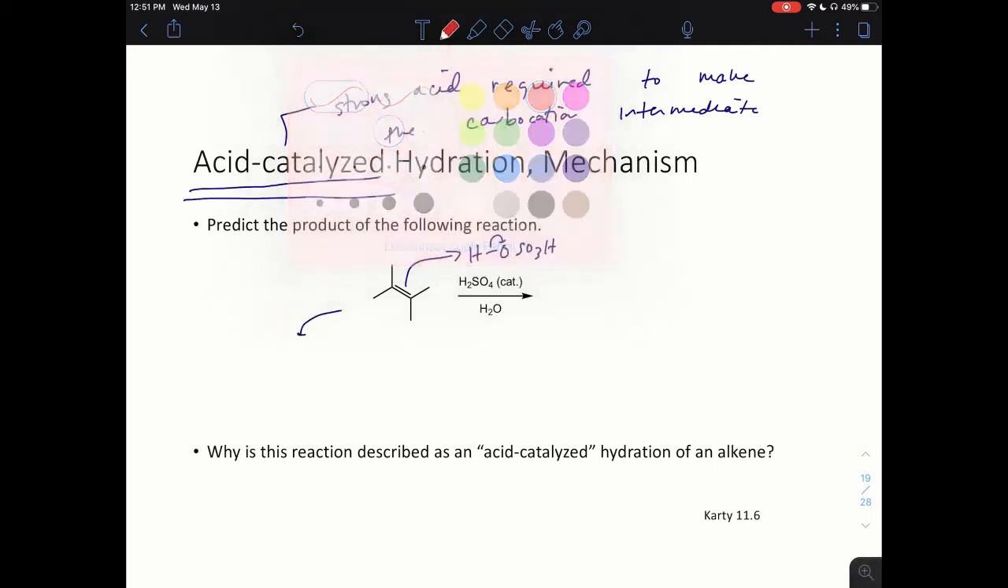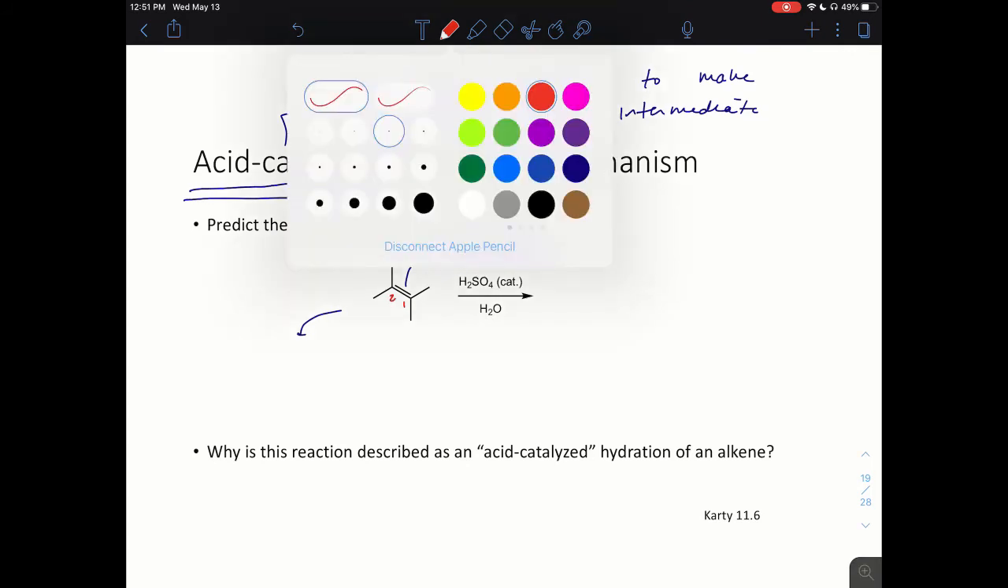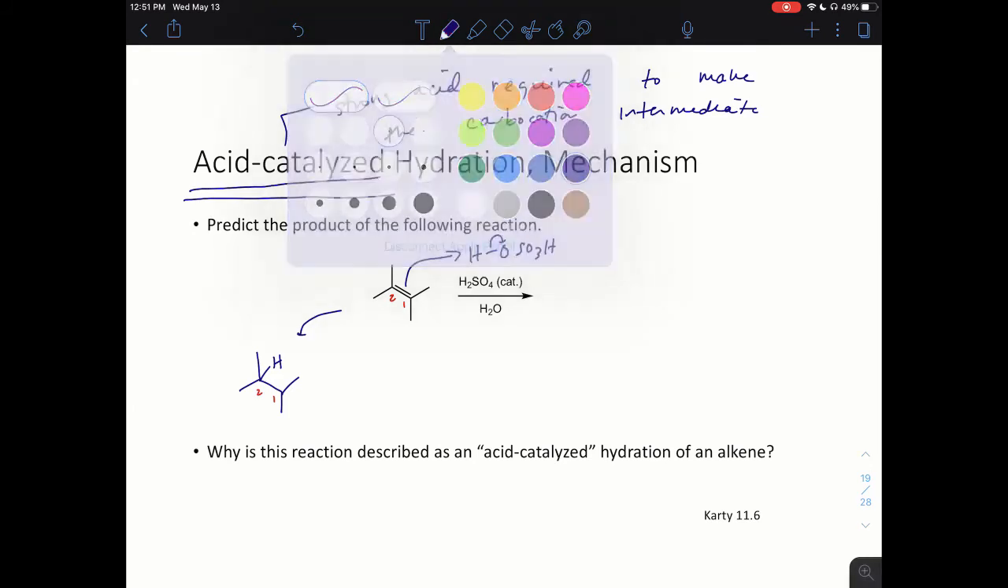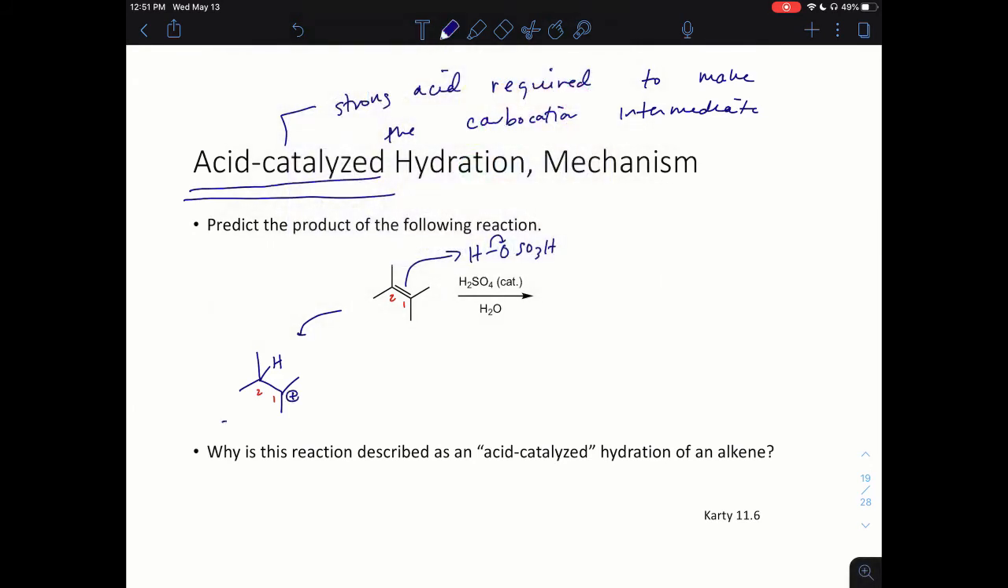This time, both carbons of the alkene are exactly the same, so we can protonate either of them. I will choose to protonate carbon 1, carbon 2. Why not? Doesn't matter. They're the same. That generates a tertiary carbocation. Carbocations are electron poor. Their acceptor orbital is the empty p orbital on carbon.